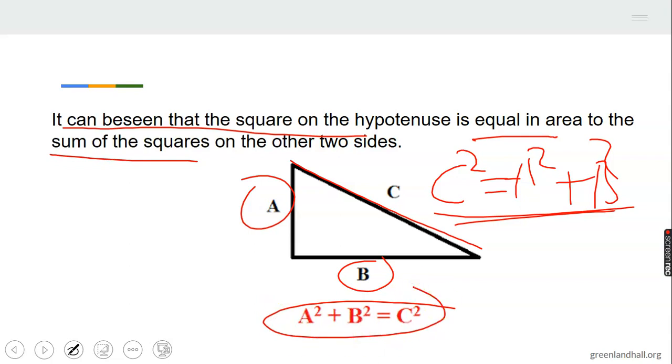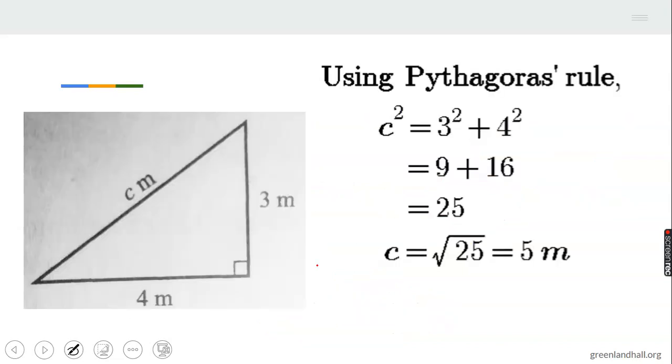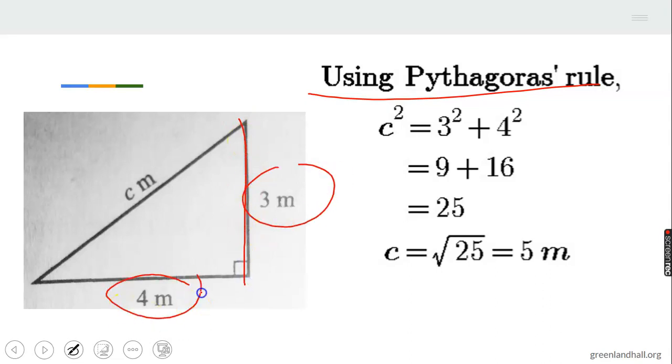That is, we can use this method to calculate the side of any right angle triangle. Note, Pythagoras rule is always applied to a right angle triangle and not any other triangle. Look at the example here. This length is 3 meters, while this other length is 4 meters. We have to calculate the length of the longer side.